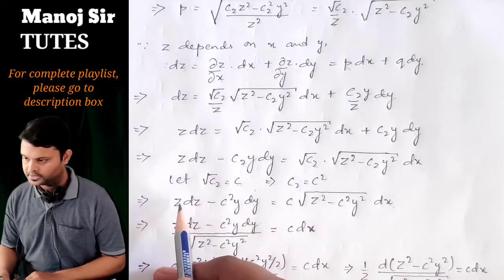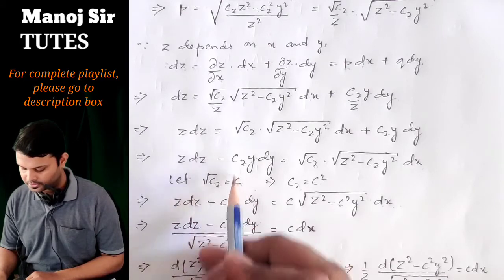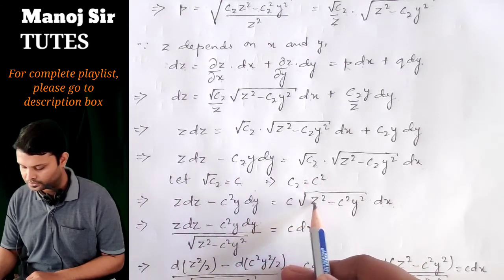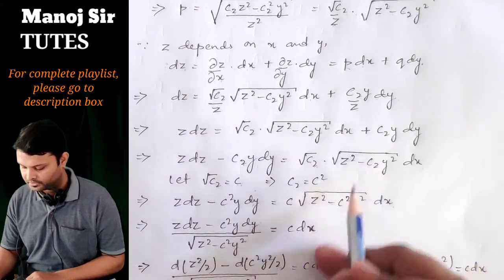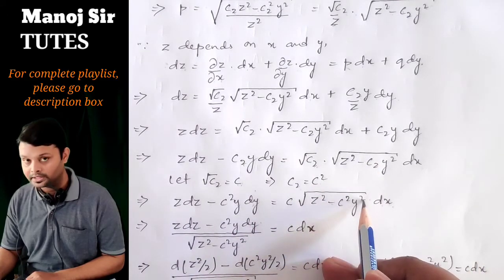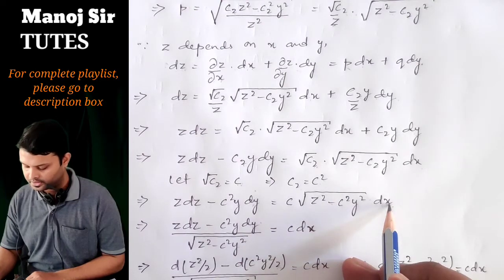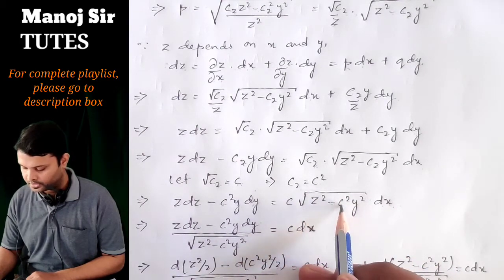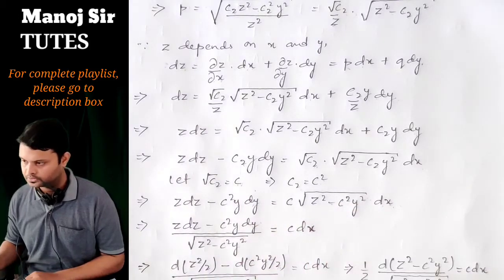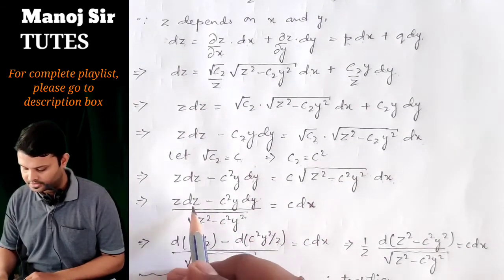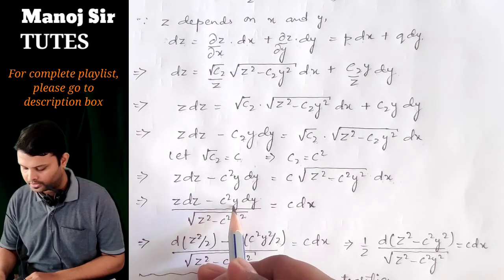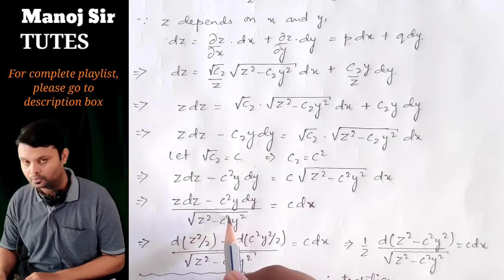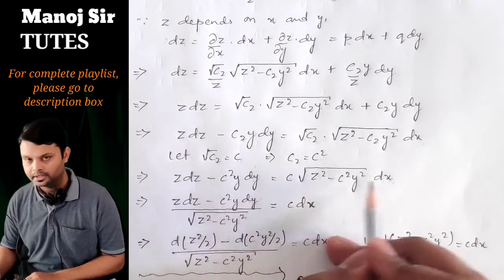So this will become z into dz minus c square into y into dy equal to c into root of z square minus c square y square dx. Now take this root of z square minus c square y square to the LHS part. So this will become z dz minus c square into y dy upon root of z square minus c square y square equals c into dx.